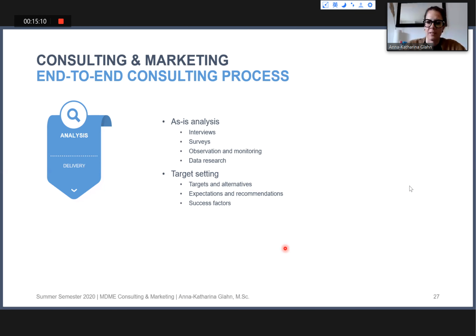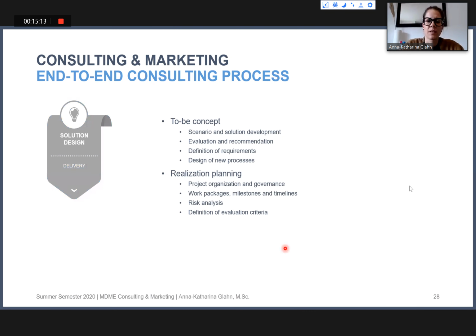Then let's go to the next slide. It's a solution design. We already did the as-is analysis and defined the target. And when this is clear, you can design the to-be concept. That means you create a new process or a new structure. You deeply define the technological requirements. Maybe you need specific fields in a software program or a specific workflow. You're going to do this within the to-be concept.